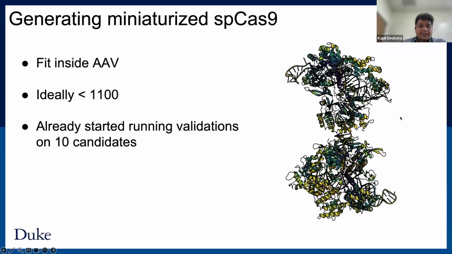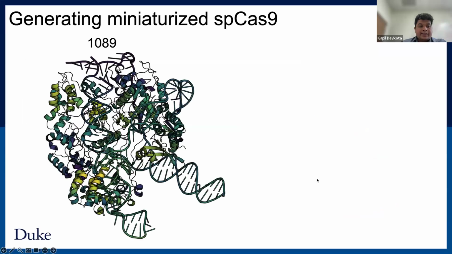And the last evaluations that we are going to do is an assay to shrink Cas9. So the target length, we want to reduce it to less than 1100 so that it can actually fit inside the AAV delivery mechanism. And we are going to run validations on 10 candidates.